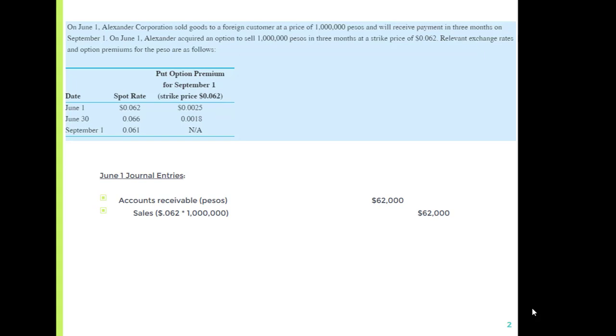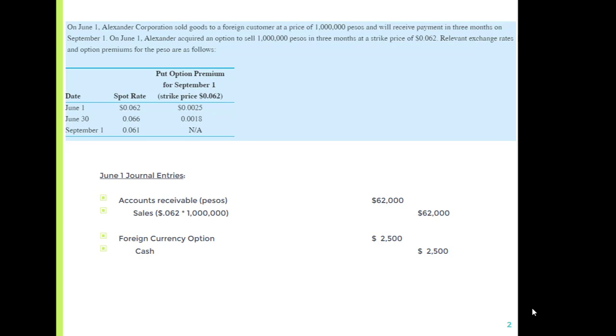Now let's look at the journal entry that needs to be made to record the purchase of the option. So the option is recorded as an asset on the balance sheet of Alexander Corporation, and it is valued based on the put option premium, which is paid by Alexander Corporation to acquire the put option. So that's $0.0025 per peso times 1 million pesos to get an amount of $2,500. So we debit foreign currency option and we credit cash for $2,500. That takes care of the journal entries for June 1st.